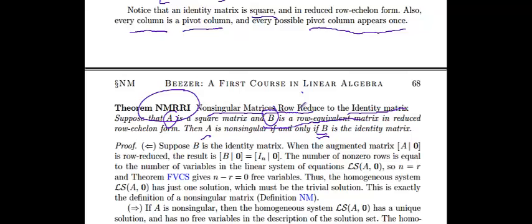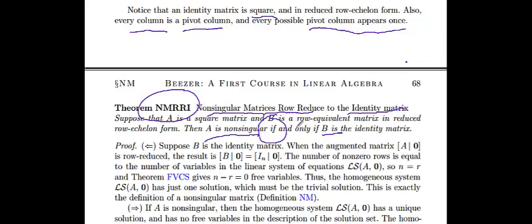Let me get rid of some of this garbage here. It looks like it's not getting rid. Well, anyway. That proves this if part of the statement. If B is the identity, then A is non-singular.